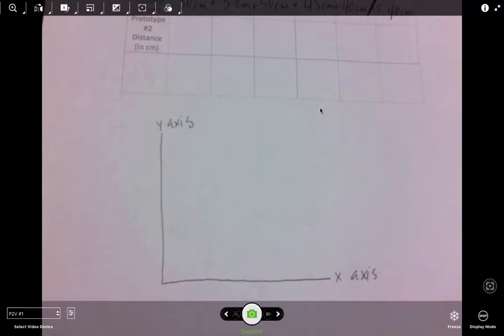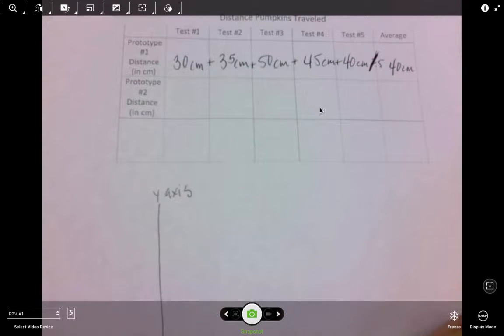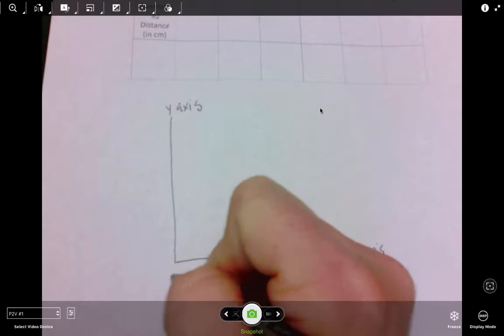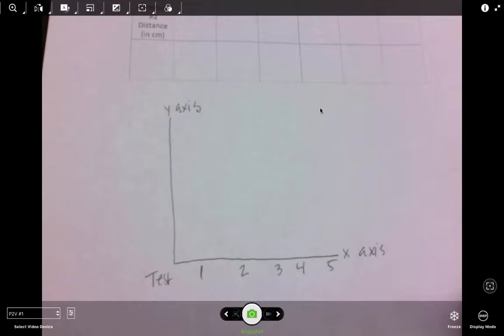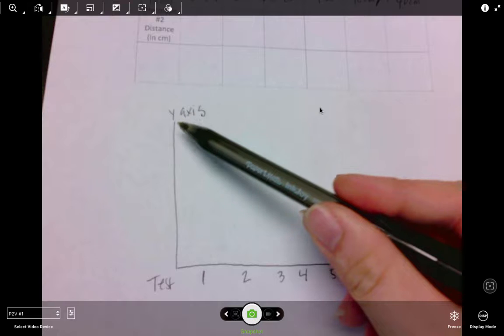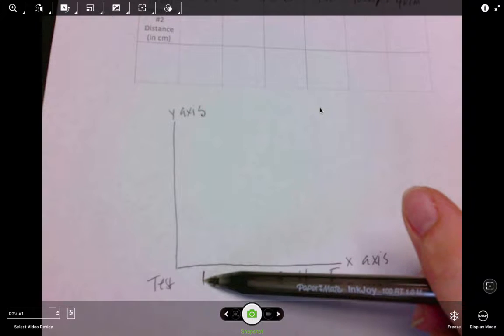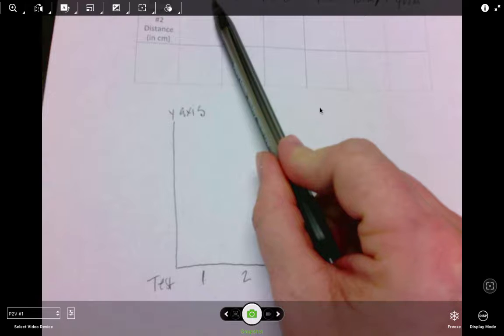On your x-axis, you have your independent variable, and the independent variable is the variable that is changing. What we're changing in this is basically each test. I'm doing a new test each time, so here are our tests: test 1, 2, 3, 4, and 5. On your y-axis is your dependent variable. This data depends on this, so the number that I got here is dependent on what I did for my first test.